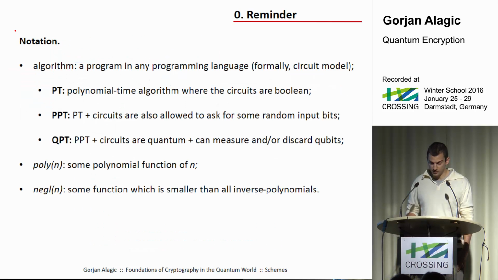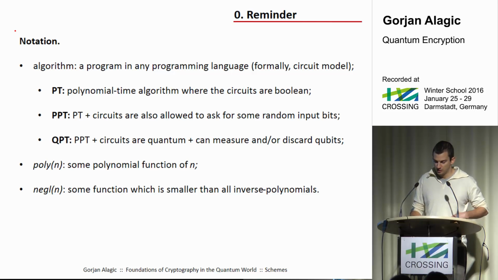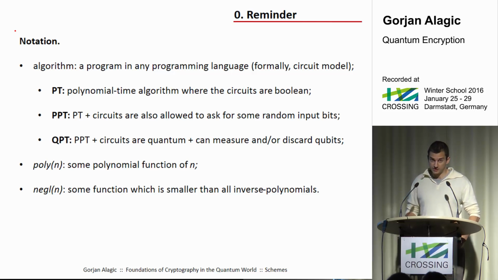Okay, and just again a quick reminder of notation. PT stood for polynomial time classical deterministic algorithm. PPT was probabilistic polynomial time, still classical algorithm, and QPT was polynomial time quantum algorithm. And poly(n) just means some particular polynomial function of n, and negligible in n means some function which is smaller than all inverse polynomials.